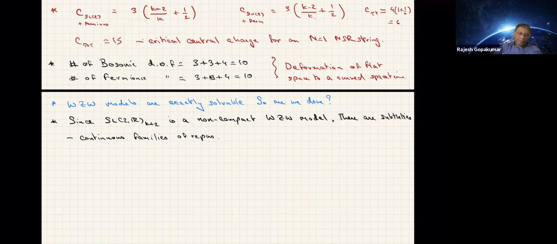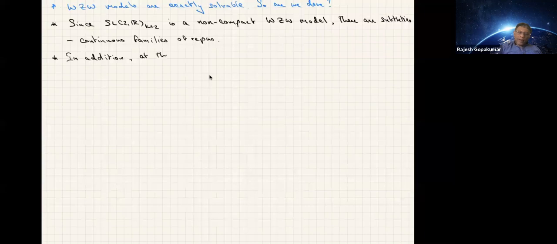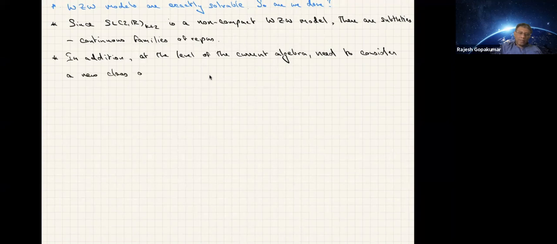And in addition, at the level of the current algebra, so this is already true at the level of the zero modes, if you wish, for the SL(2,R) global symmetry. But in addition, at the level of the current algebra, we need to consider what are called spectrally flowed representations. We need to consider a new class of representations of the affine algebra, the current algebra, which will be called spectrally flowed representations. And I'll describe these in some detail.